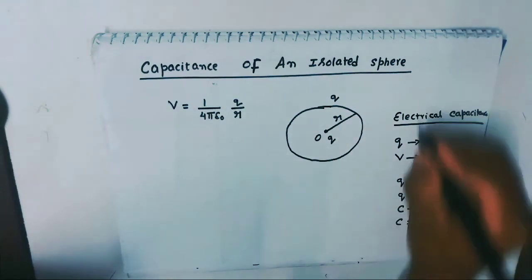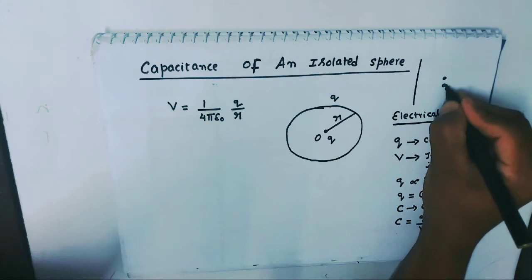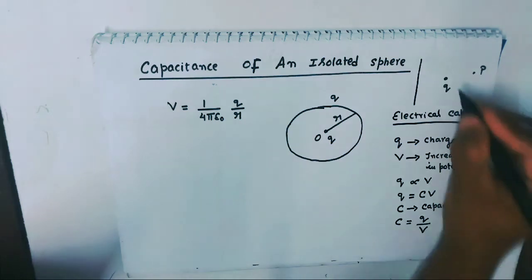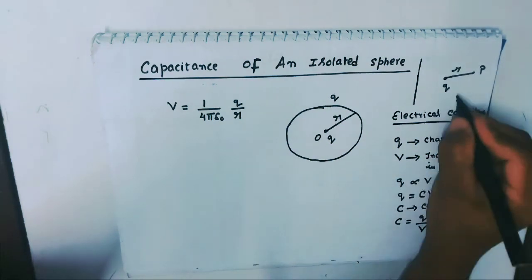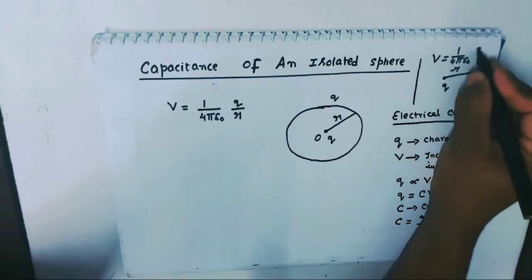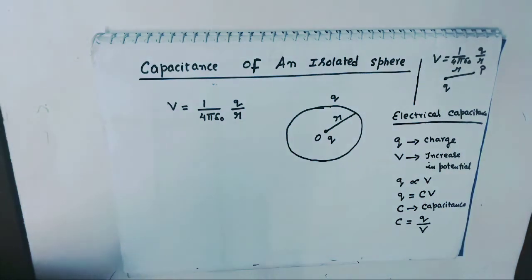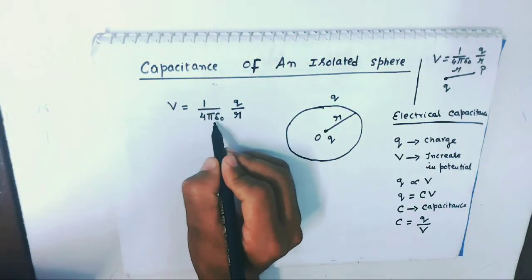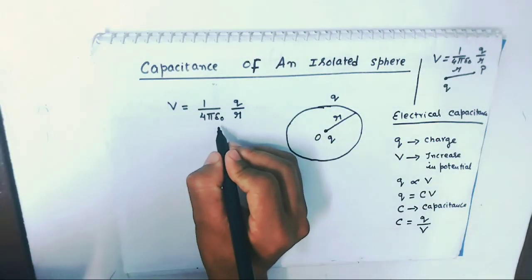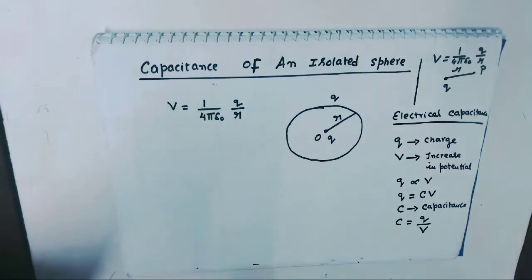We have learned earlier that if we have a charge Q, at any point P which is at a distance R, the potential V equal 1 by 4 pi epsilon naught Q divided by R. Since this is a sphere, the potential at any point on the surface is V equal 1 by 4 pi epsilon naught Q divided by R. This epsilon naught is called the absolute permittivity of free space.